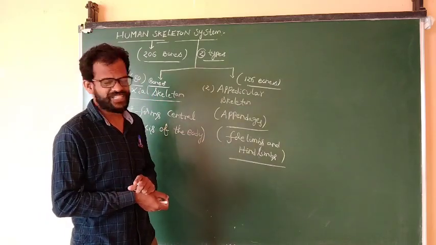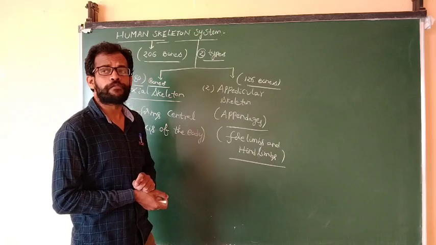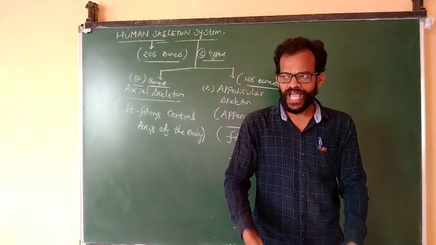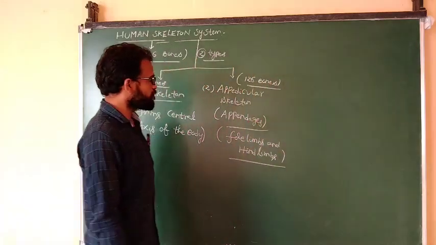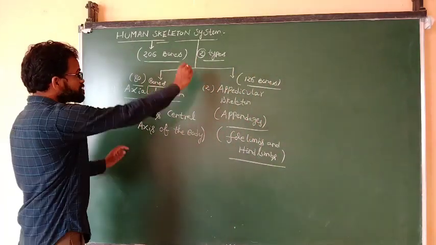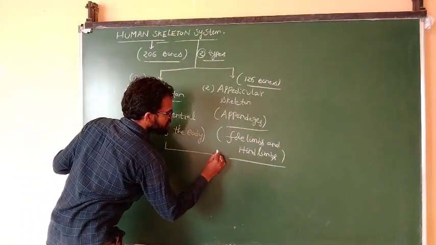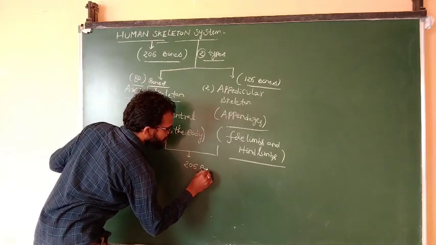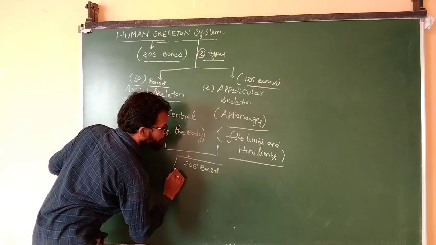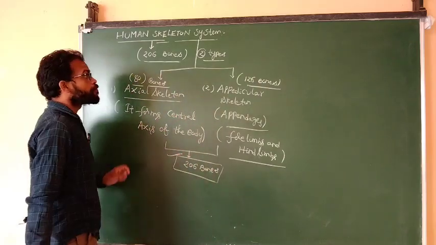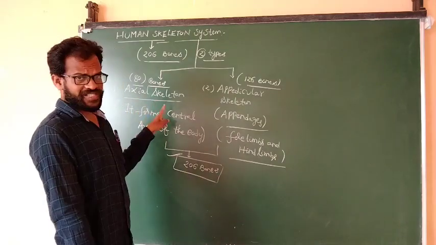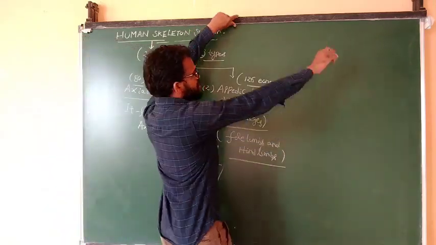The appendages consist of 126 bones. Appendages are nothing but forelimbs and hind limbs. The total number of bones in our body is 206. How many bones are present in the total human skeleton? 206 bones. First, we are discussing the axial skeleton.